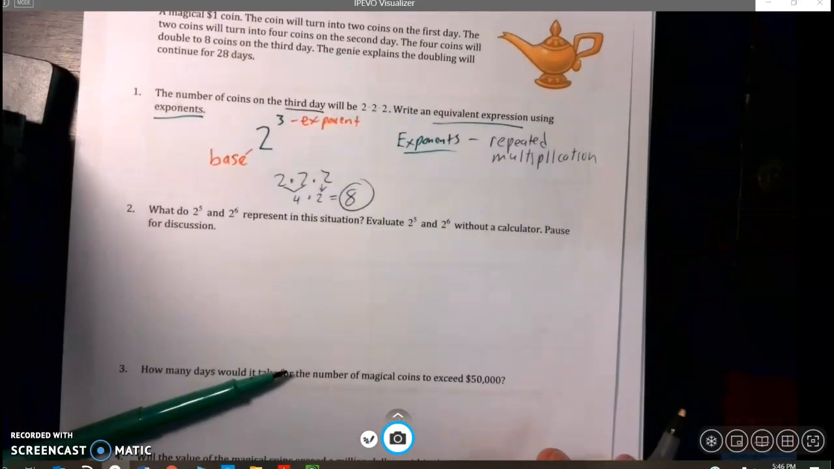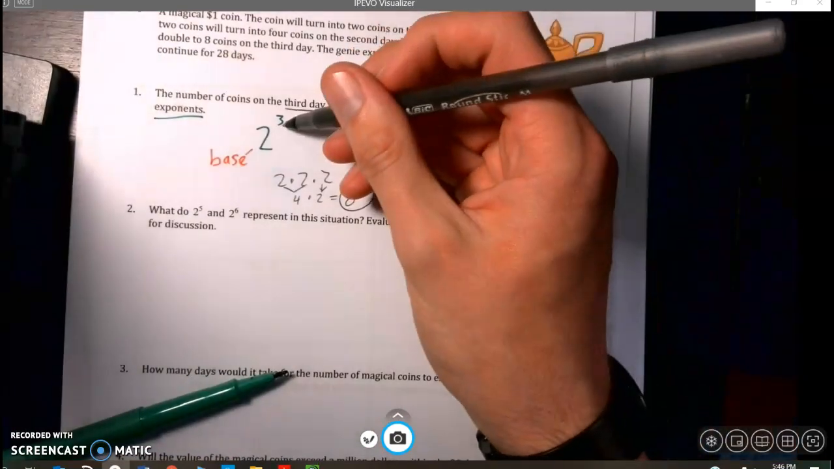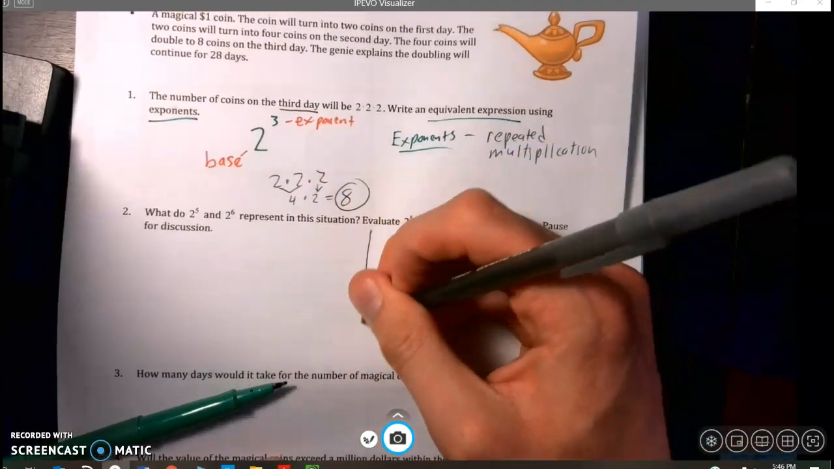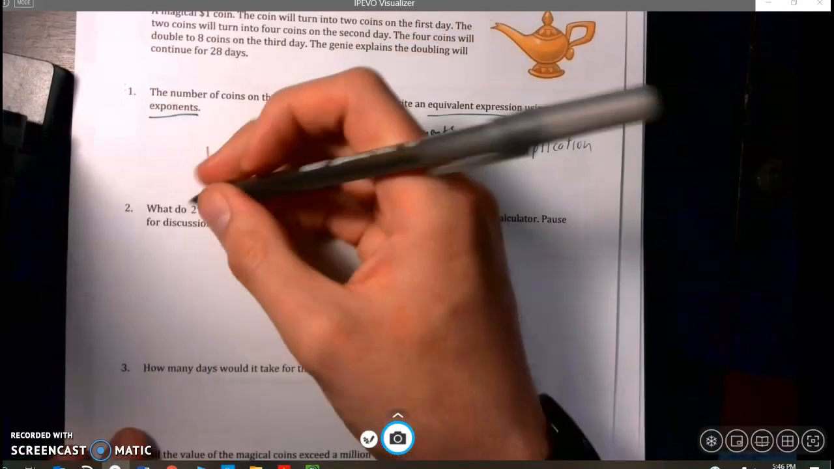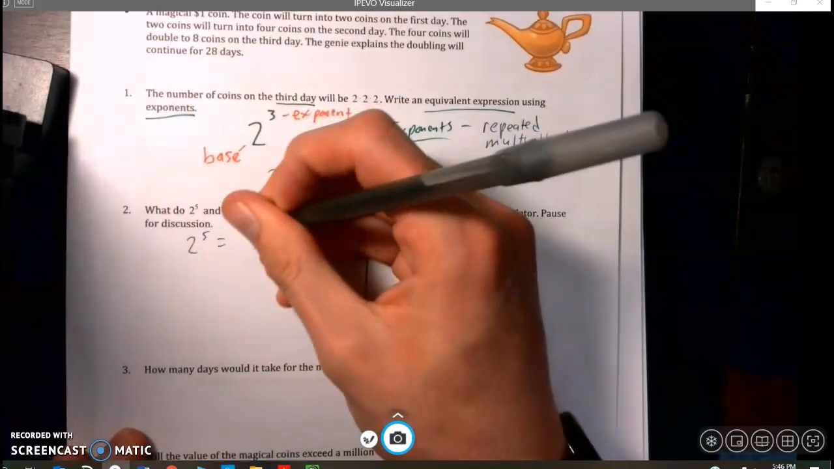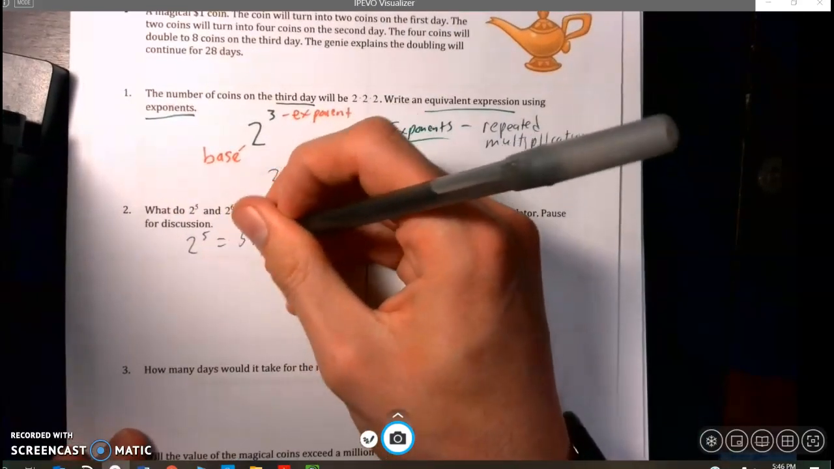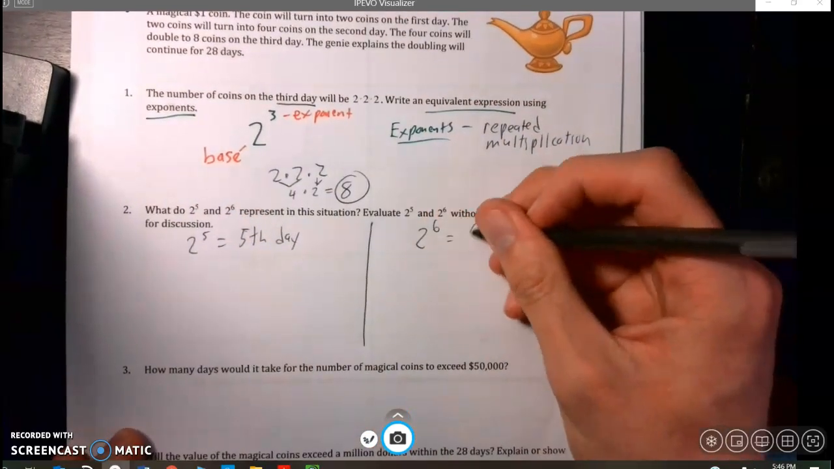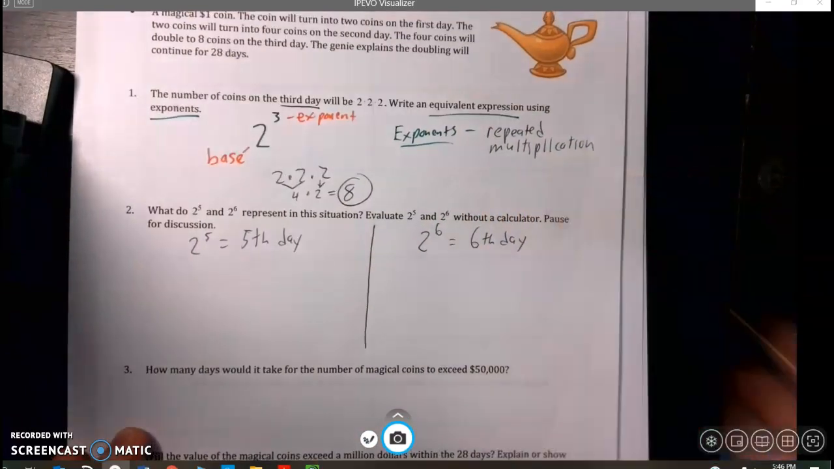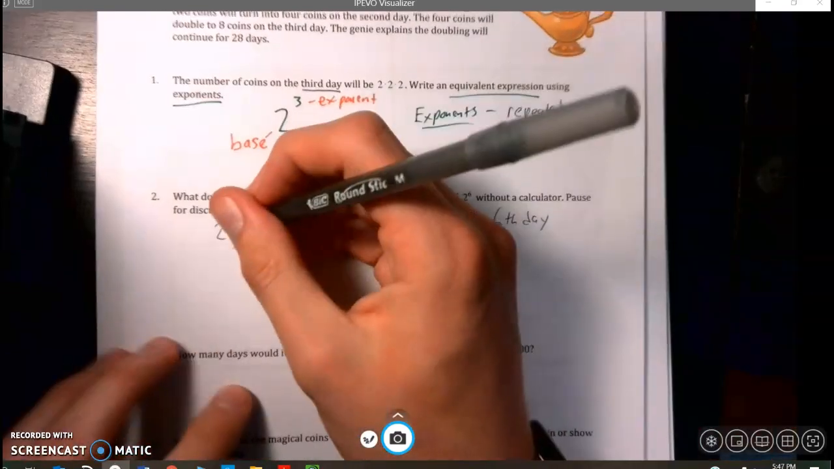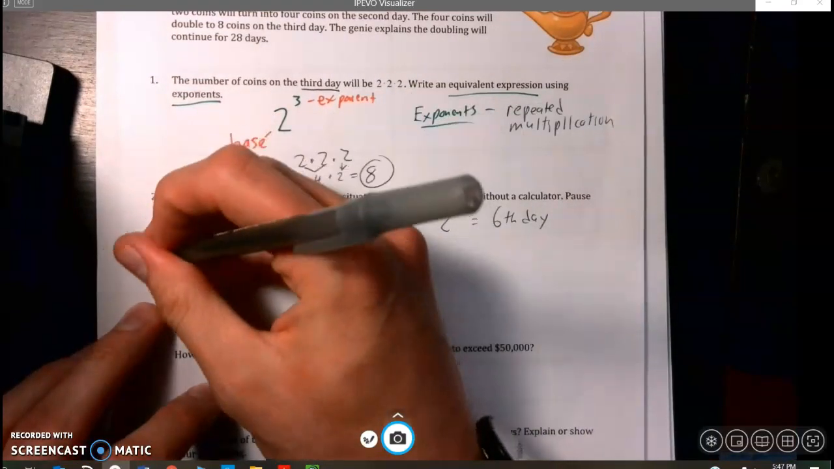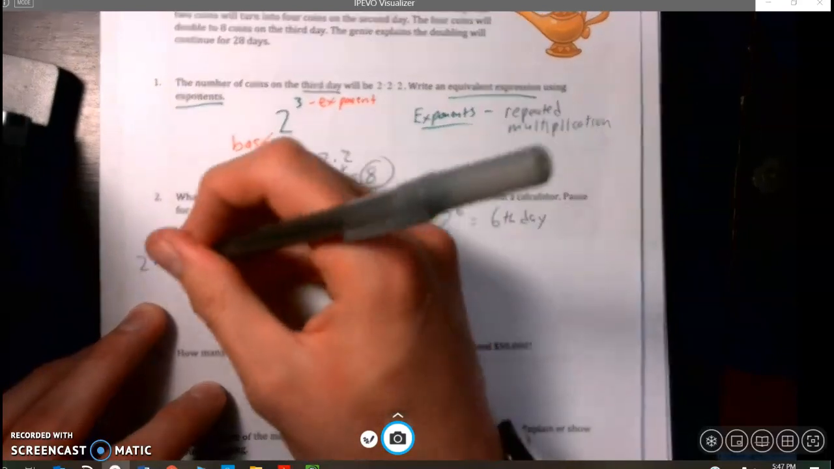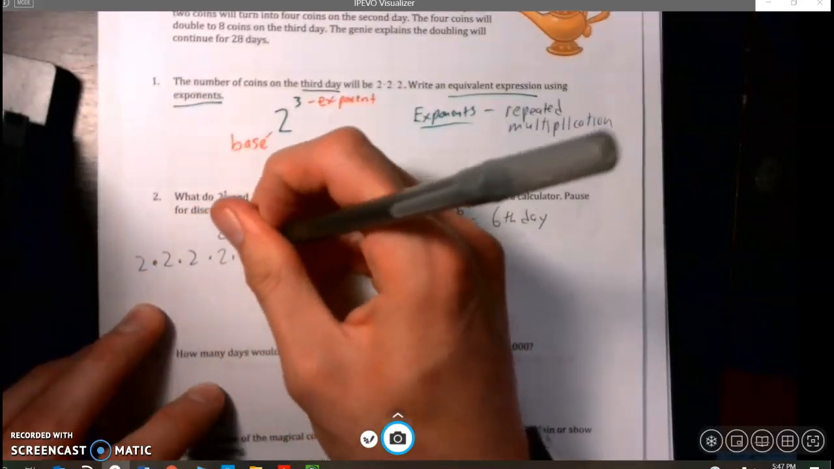Okay. So, if this is the amount of money on the third day, then what do 2 to the 5th and 2 to the 6th represent? Well, if this is day 3, then 2 to the 5th is the 5th day, and 2 to the 6th is the 6th day. It says, without a calculator, find these values. So, we can always take this exponent and write it in expanded form. So this is 2 times itself 5 times: 2 times 2 times 2 times 2 times 2.